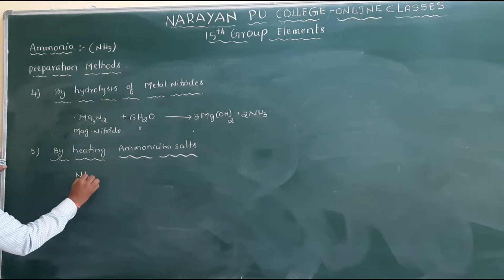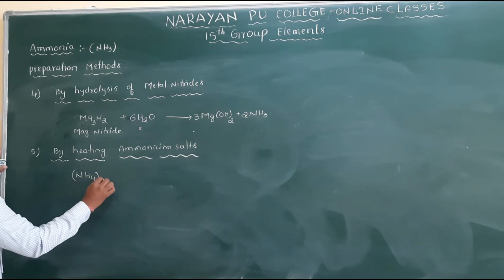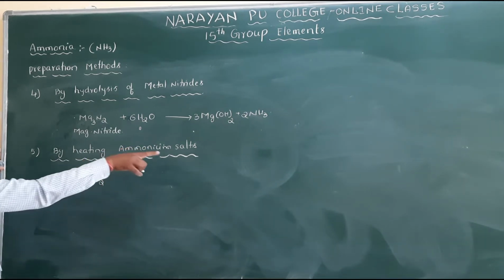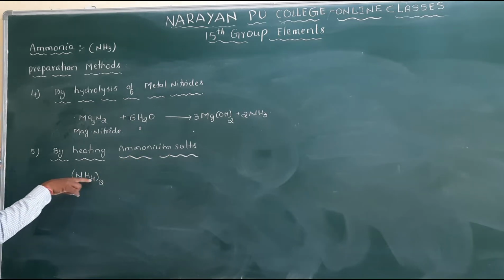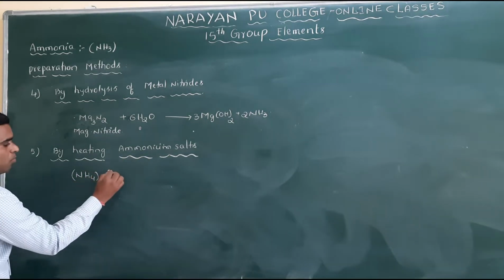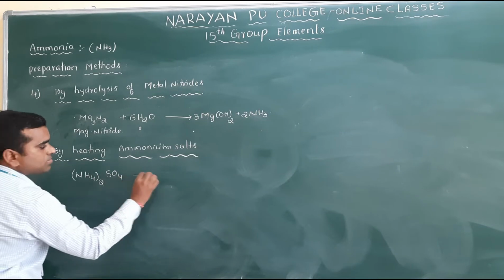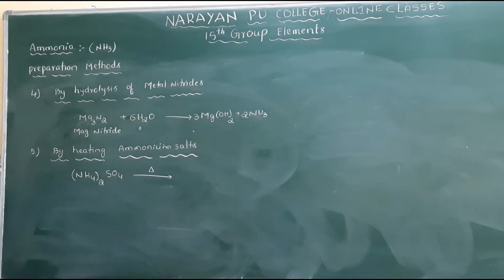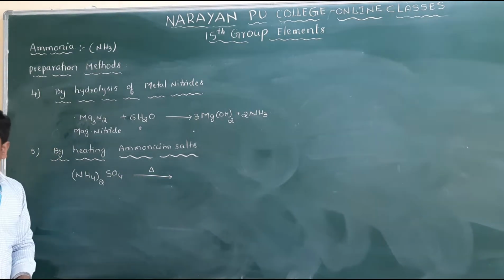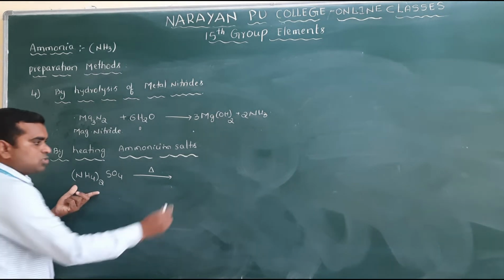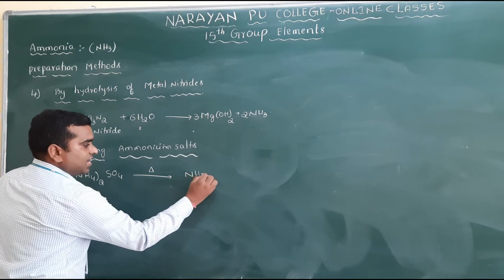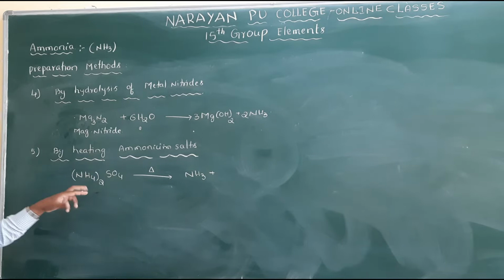The first one, ammonium sulfate. Ammonium means what you have to write? Ammonia means NH3. Ammonium means NH4. Clear? Take the ammonium sulfate and heat it. Then what will you get? Ammonia gas will be released here. So what is the ammonia gas here? NH3.